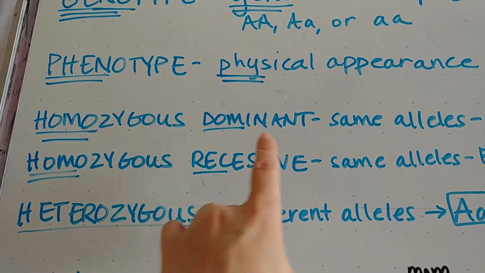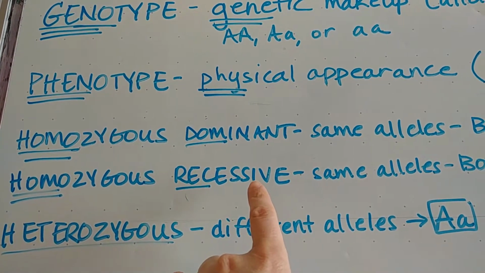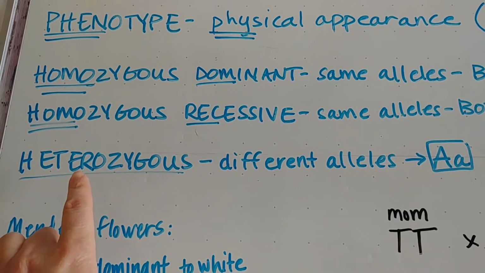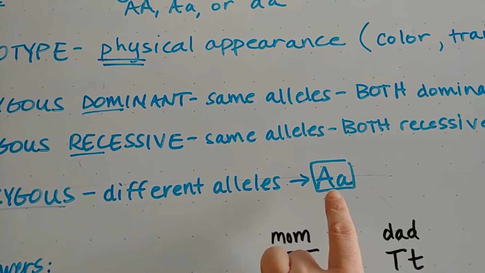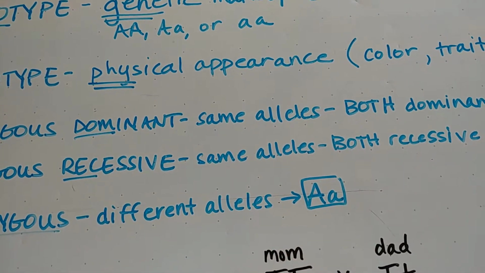So pay attention especially to the word after it because it lets you know whether they are both uppercase or both lowercase letters. And then heterozygous, remember hetero means different. So heterozygous means your alleles are different from each other. You have a dominant and a recessive.